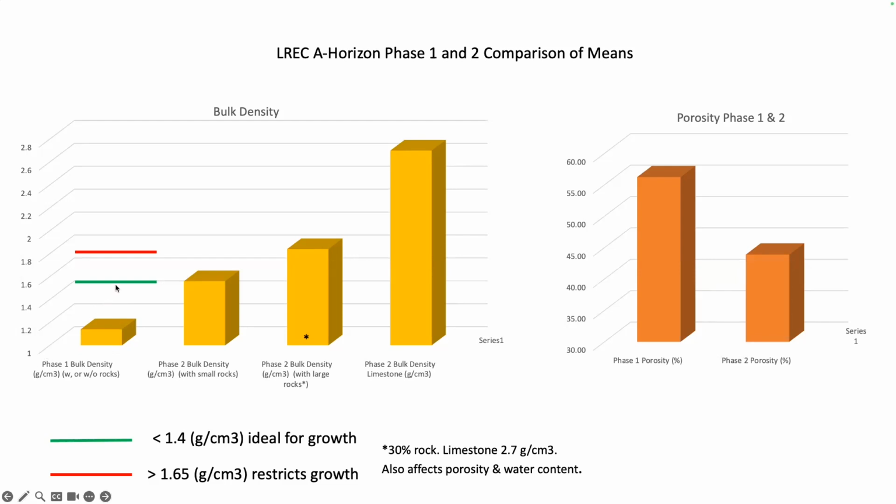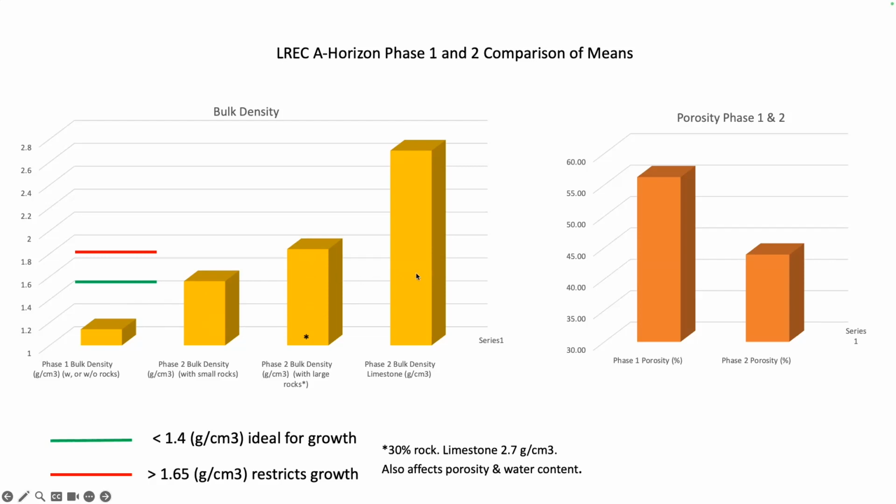The green line is anything below that is ideal for plant growth. So your phase one soils were great. Up here is where it's supposed to restrict growth. If you look at the bulk density of just the soil fraction in phase two, it's higher, but not all that high. But again, we just were testing the soil part of that. We weren't looking at the big rocks. So if we assume 30% rock in a typical profile and a bulk density of 2.7, then you get up here past the restricted growth.